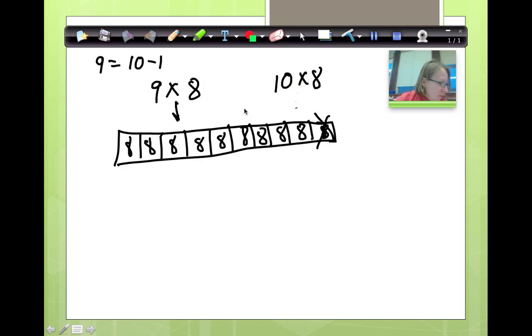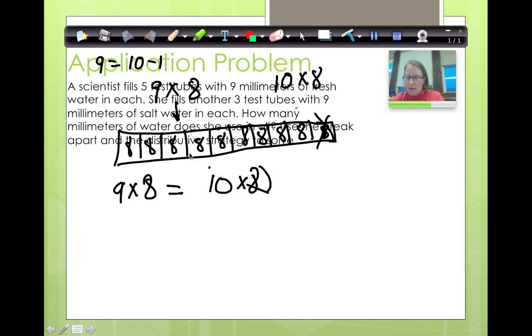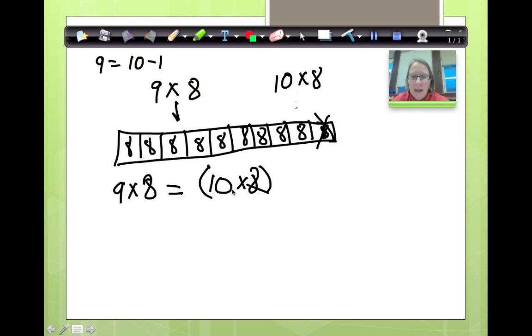Okay. So if we were to write this as a number sentence, what we just did, okay? All we did was we made a tape diagram, we made 10 8s, and we took away an 8. So let's write that out in the math way. So this is what we were looking for. And first, we did 10 times 8, right? We did 10 8s. And then we took away how many 8s? I only took away 1 8. 1 8. Right?